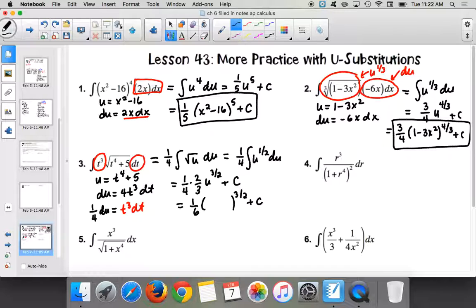I took the derivative of u, so the derivative of t to the fourth plus 5 is 4t cubed. Like if I had x to the fourth, its derivative is 4x cubed. That's what I was doing. All right, and then I plug in my t to the fourth plus 5, my u. That is your answer.